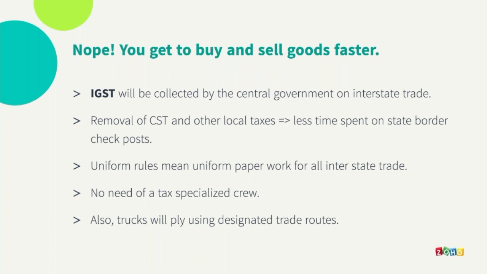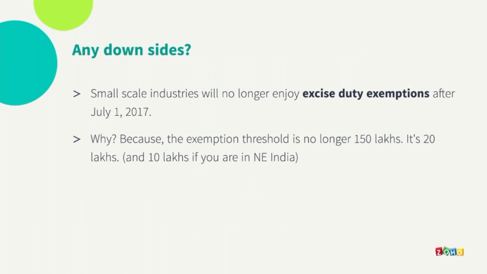So yes. Are there any downsides? Pretty much all the above mentioned points are on the plus side of the current system. But then every coin has two sides. On the downside, small scale industries will no longer enjoy excise duty exemptions after July 1, 2017. Well, this is seriously a bit hard, because the exemption threshold is no longer 150 lakhs.